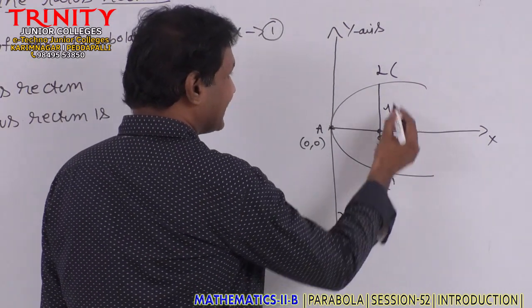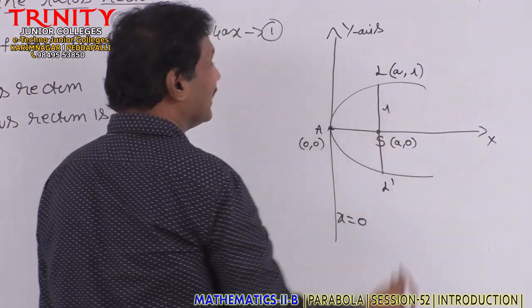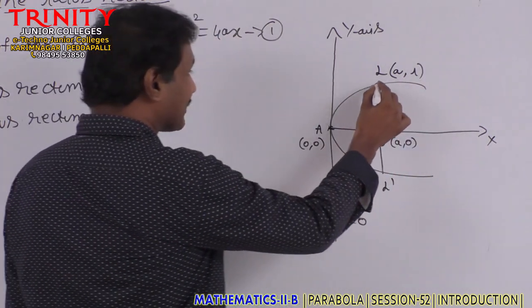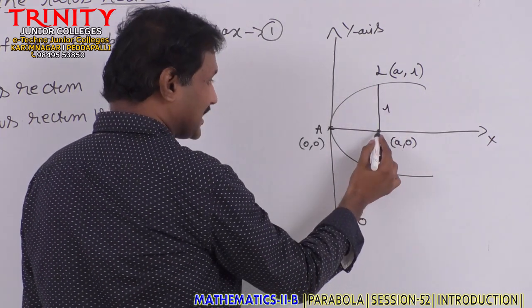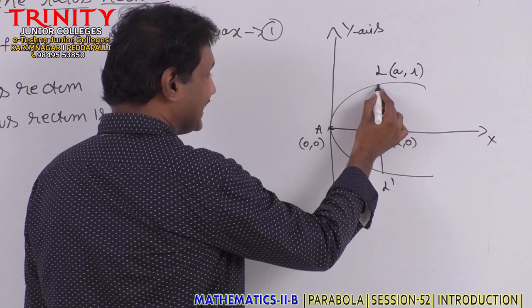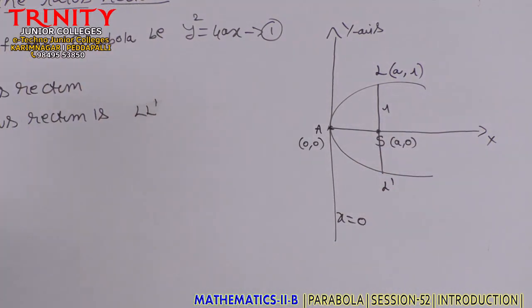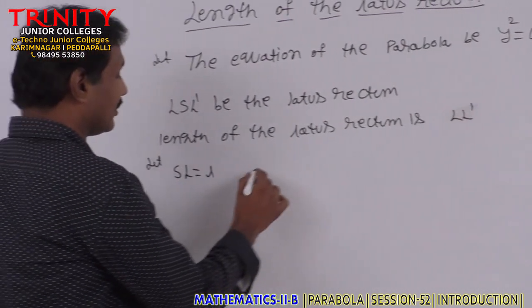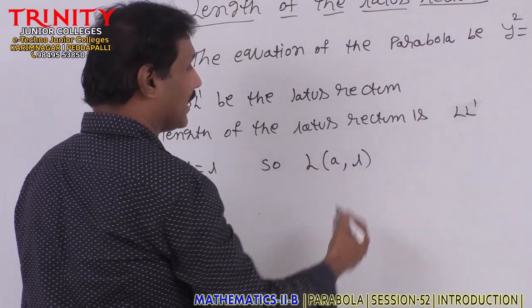Therefore, here the x coordinate is a. Automatically, the x coordinate is also a and the y coordinate is L, because the distance from the x-axis to the point is L. That is nothing but the y coordinate. So, let SL equal L. So, the coordinates of L are (a, L).